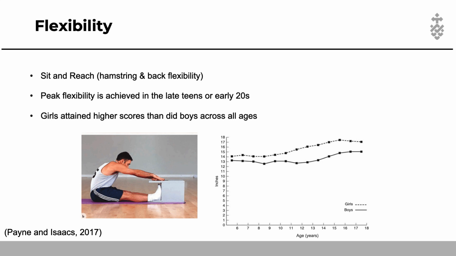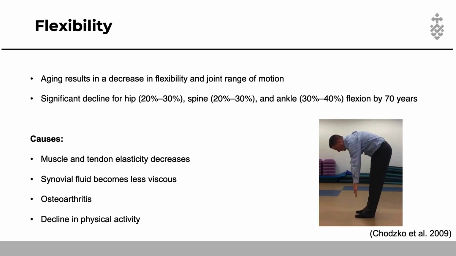So we see in this figure here the average results for a sit and reach test, which is a measure of hamstring and back flexibility. And girls, here's where we finally outperform the boys across all ages. So peak flexibility is generally achieved in the late teens or early 20s. Now, from there, there's a decrease in the range of motion in many of the body's joints that occurs with age.